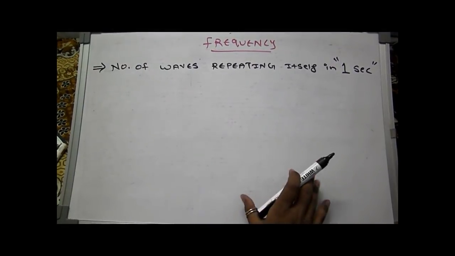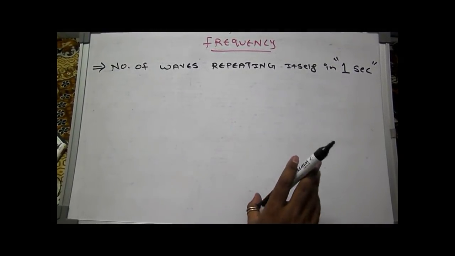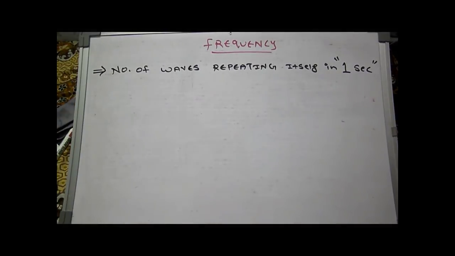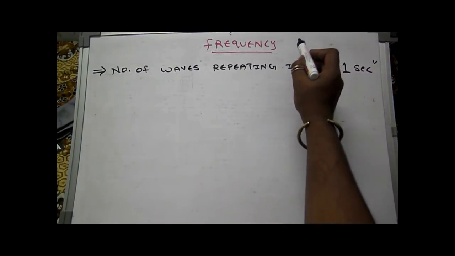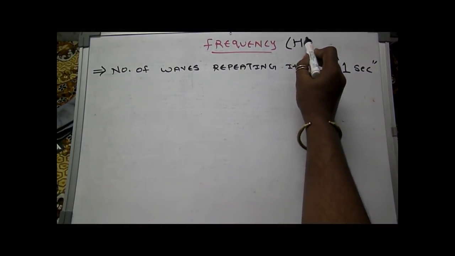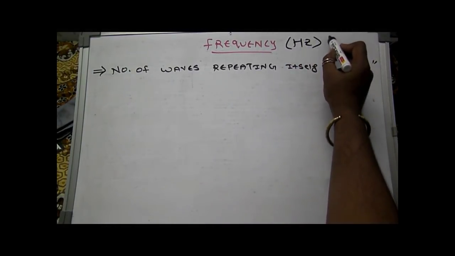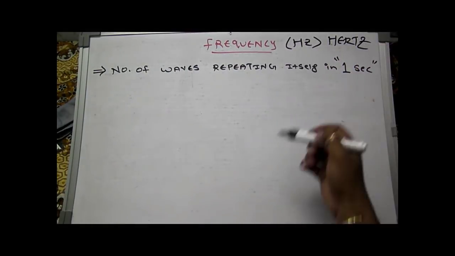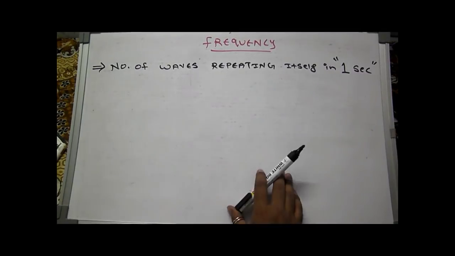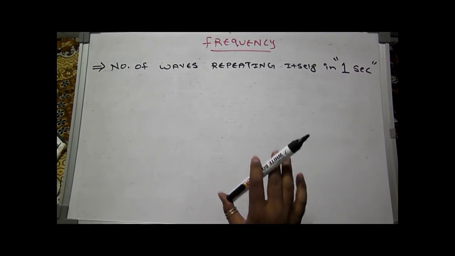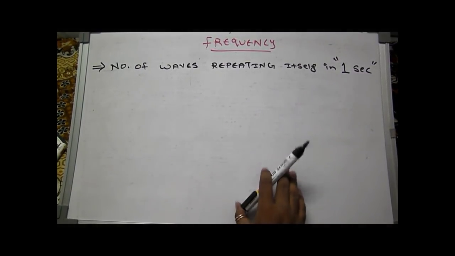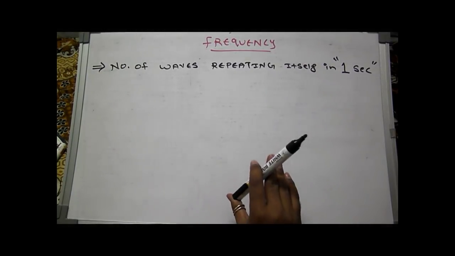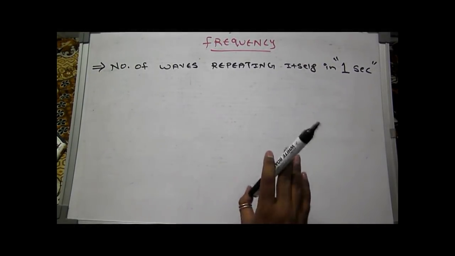So let's move on to the topic of frequency. The unit for frequency is hertz. It is written as Hz. That is hertz. The frequency term comes only in AC, not in DC. Frequency is zero in DC.